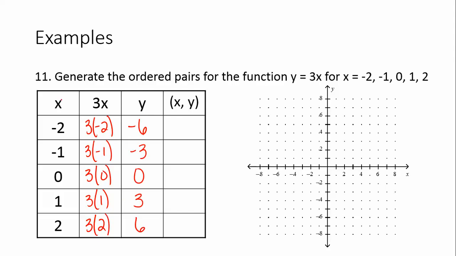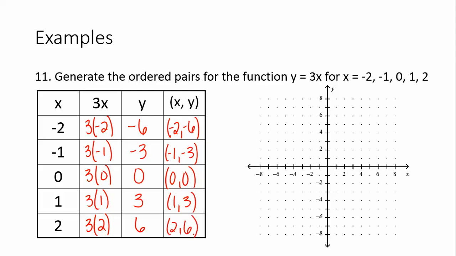So we write our ordered pairs as the x, the input, and the y, the output. So we get (-2, -6), (-1, -3), (0, 0), (1, 3), and (2, 6).